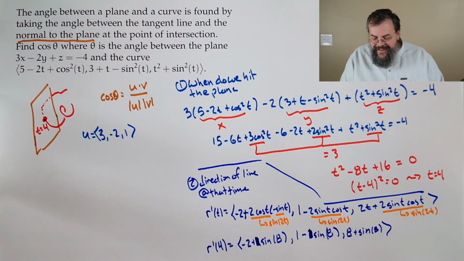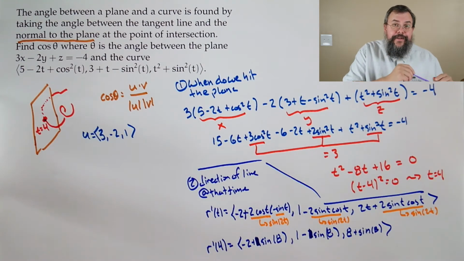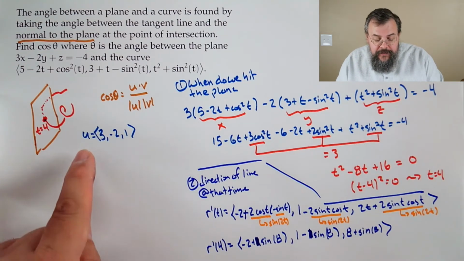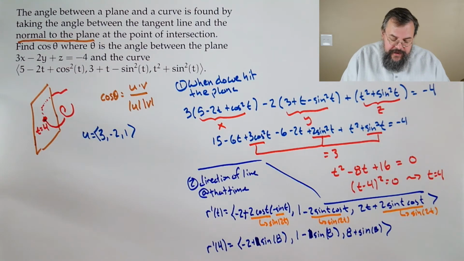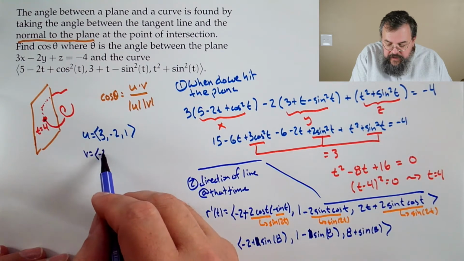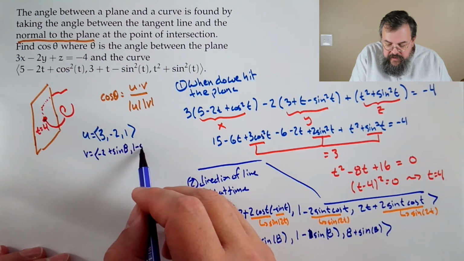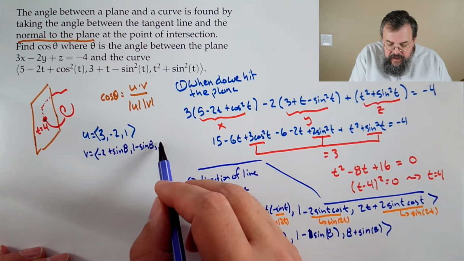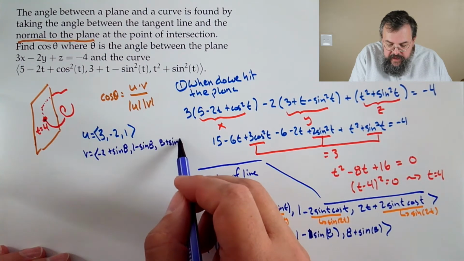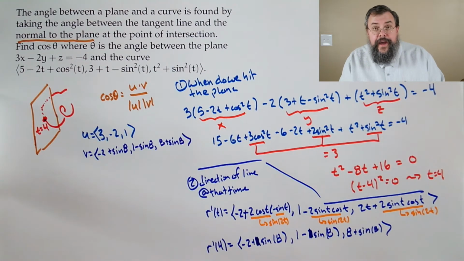Good, good. There we go. Now, that is our other vector. You see, we already found one vector. There's our other vector. So, we have that our vector v is minus 2 plus sine of 8, 1 minus sine of 8, and 8 plus sine of 8. All right. Well, what's next?